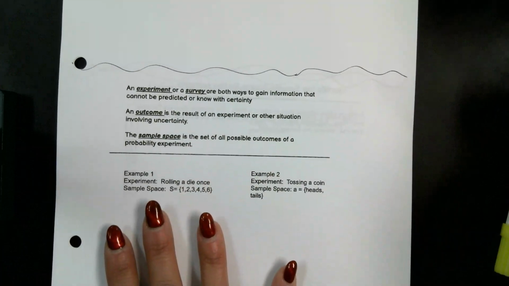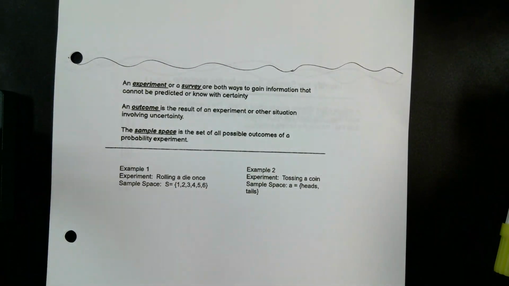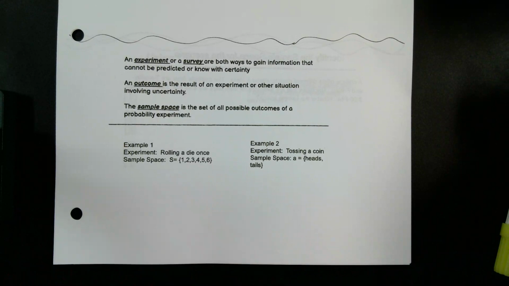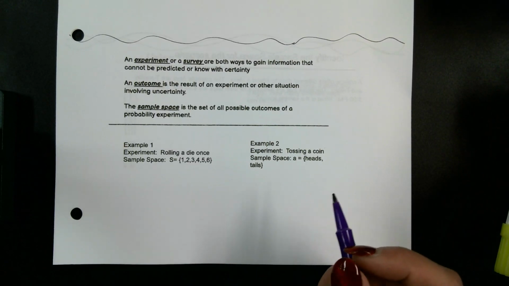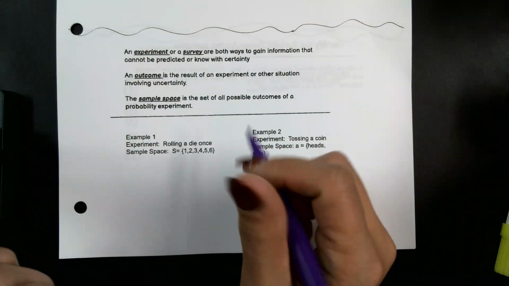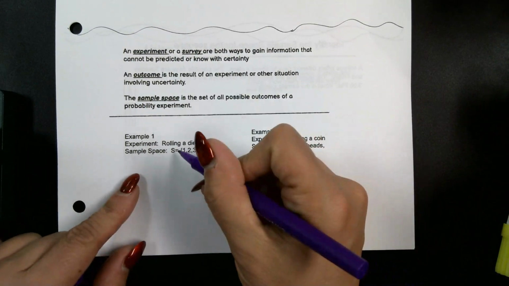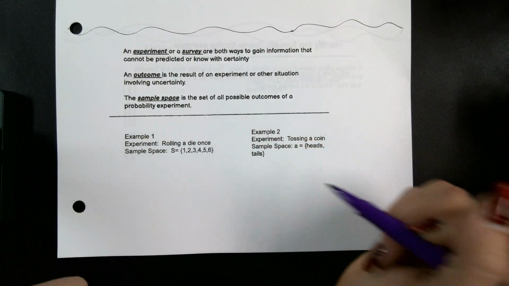Okay, so example 1, the experiment is just rolling a die one time. What are all the options you can get when you roll a die? Well, you can get a 1, a 2, a 3, a 4, a 5, or a 6, right? Can you look to see how they wrote the sample space? You know those fancy little brackets I told you are kind of a pain to draw? Whenever we write our sample space, it is supposed to be in these brackets. So they put 1, 2, 3, 4, 5, 6.